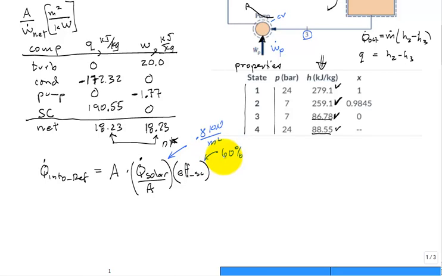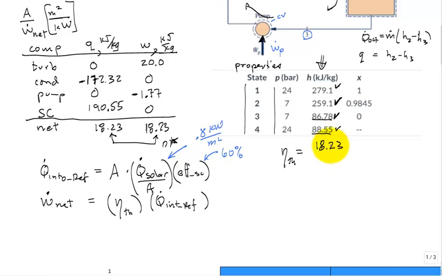Okay. Now, once we have that Q dot into the system, we can say, what is my W dot net out of the cycle, the power that's being developed, the net power out? Well, isn't it going to be proportional to the Q dot that gets into the refrigerant, multiplied by the cycle thermal efficiency? Sure, that makes sense. Well, at this point, we now can calculate that cycle thermal efficiency. Let me run it over here. We're going to be able to get out 18.23 kilojoules of net work per every kilogram going in the loop.